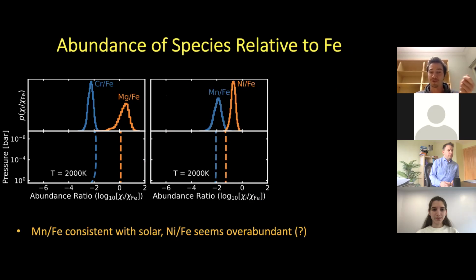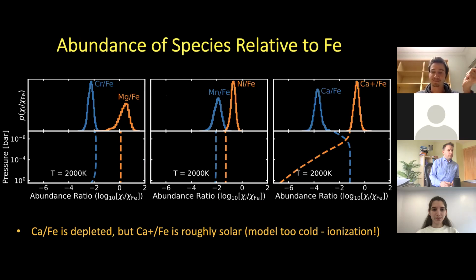And then we can do this for other species, manganese and nickel. Nickel actually seems to be a bit super abundant. I'm not sure exactly why, but that could be interesting.